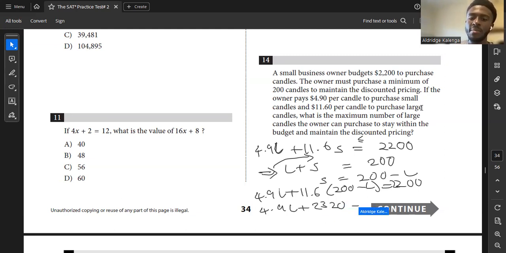2320 minus 11.6 L, that's equal to 2,200. All right, so I can take the 2320 to that side if I want to, or subtract it from both sides of the equation. And then also I can do 11.6 minus 4.9 L.